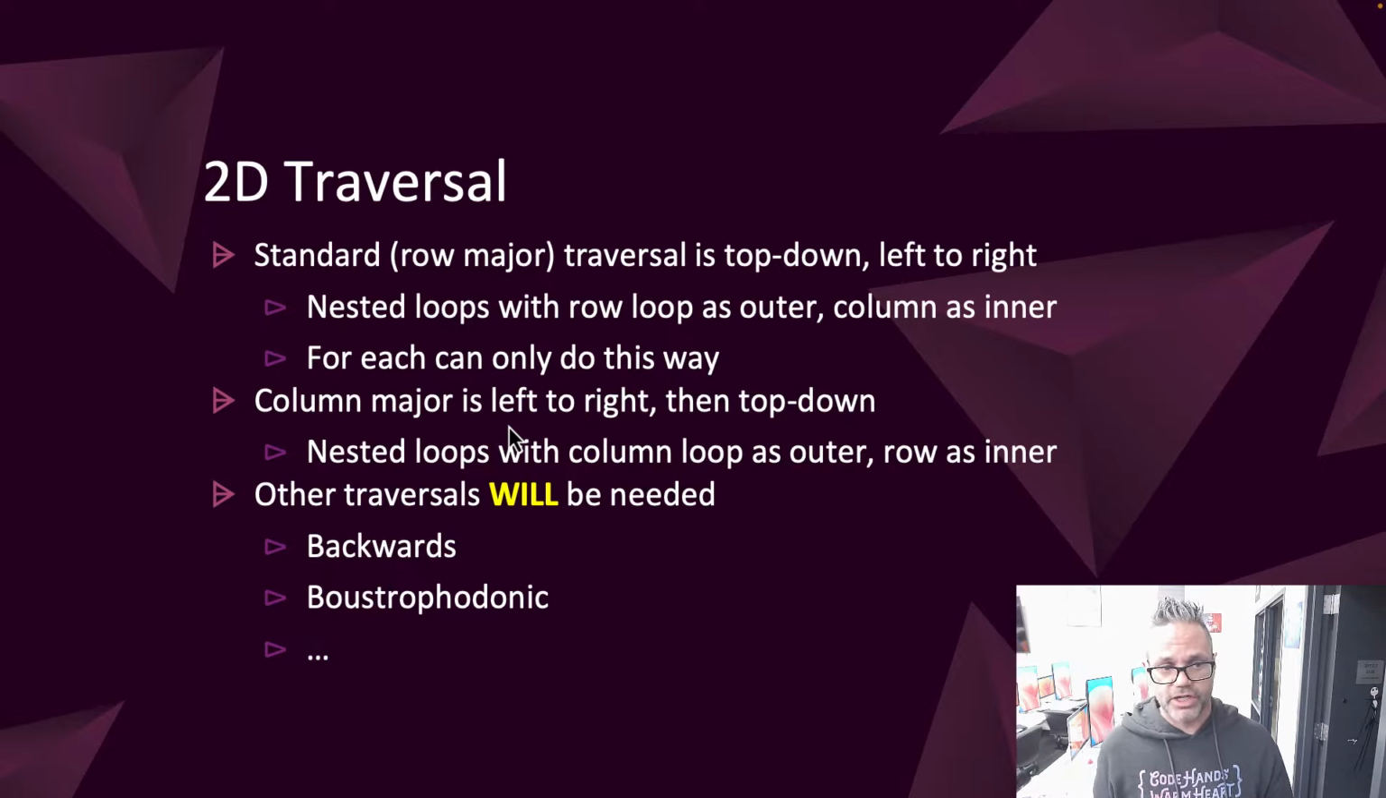A column major order is left to right and then top down, where the columns are the outer loop and then rows are the inner loop. And you can't use a for each to do that.